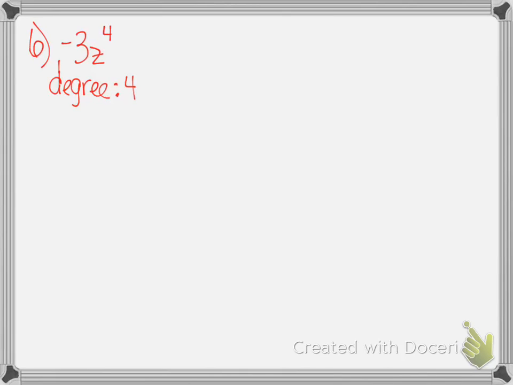The leading coefficient I'm going to call the LC. What's my leading coefficient? -3. It's the only coefficient on that one. And the type of polynomial. How many terms are there? 1, so it's called a monomial. Do we understand what the directions are asking of us?